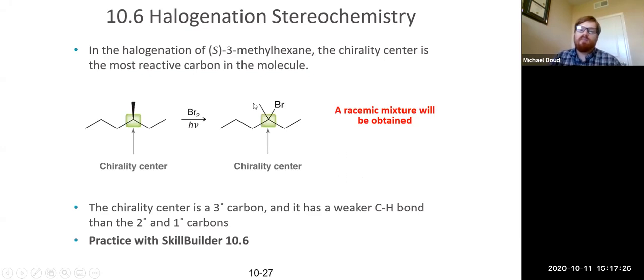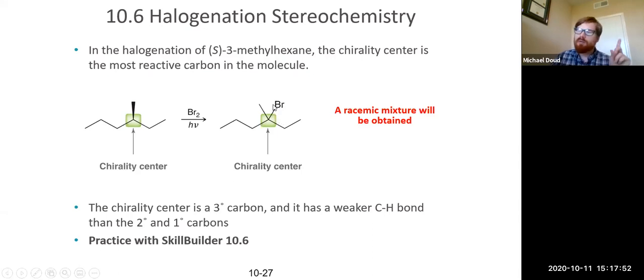Okay, now again, if you took S-3-methylhexane, we're starting with a chiral center here. So S-3-methylhexane, we're going to brominate it. Now, you might think that we're starting with an optically pure sample of the S-3-methylhexane, so we probably get an optically pure product.